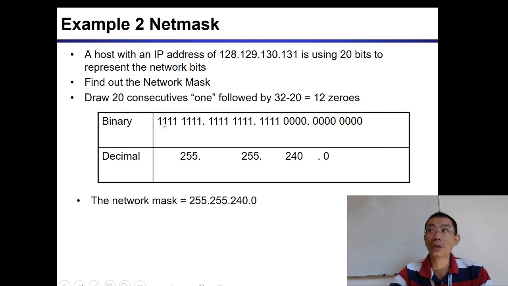So the first one, they say you use 20 bits to represent the network. So you draw 20 ones followed by the remaining 0s. And you convert it from binary to decimal, and this will be your net mask. The net mask should be pretty straightforward.